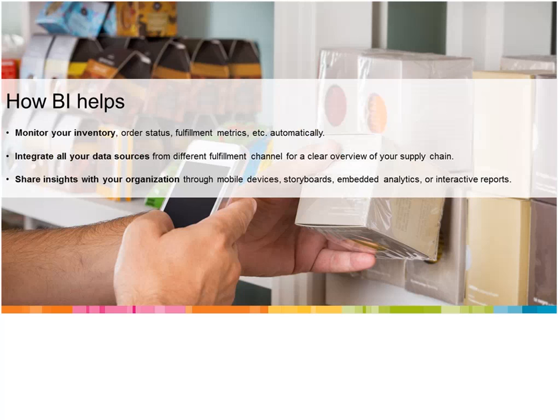One thing is monitor your inventory, order status, and fulfillment metrics automatically. You can integrate all your data sources from different fulfillment channels for a full, clear overview of your supply chain, as well as share insights within the organization through mobile devices, storyboards, embedded analytics, as well as interactive reports.